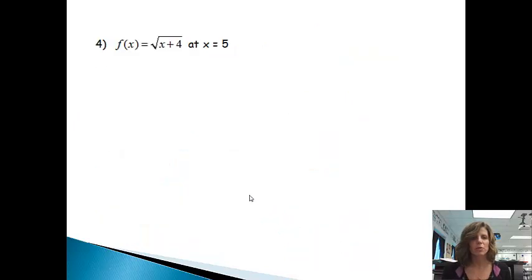All right, let's try one more example. On this one, again, we're going to find the equation of the tangent line and of the normal line, and we are going to use our calculator for this one.